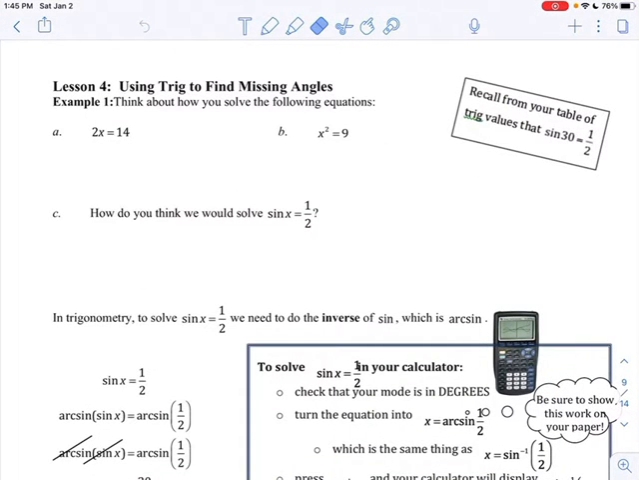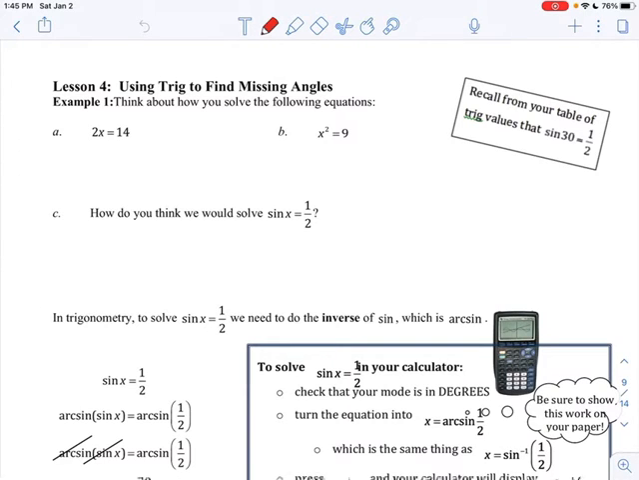Hi GOR, this is Unit 6, Lesson 4, and today we're going to use trig to find missing angles. It's done a little bit differently than the missing sides are done. So let's look at two simple equations that you should be able to solve. I want to solve for x.